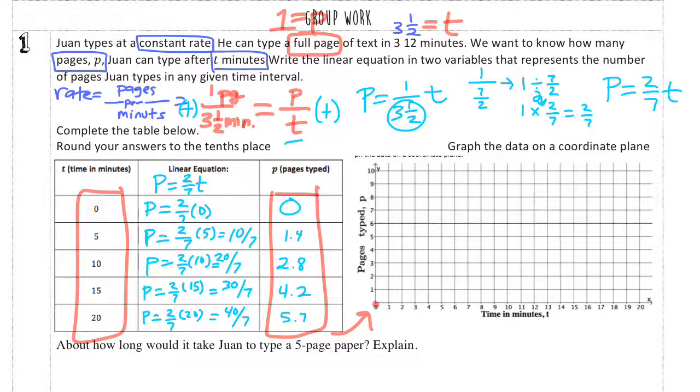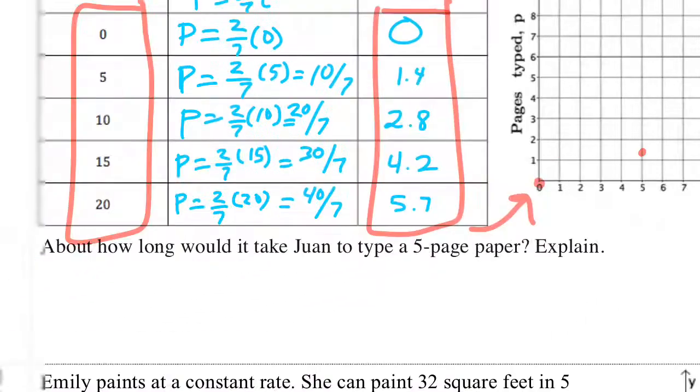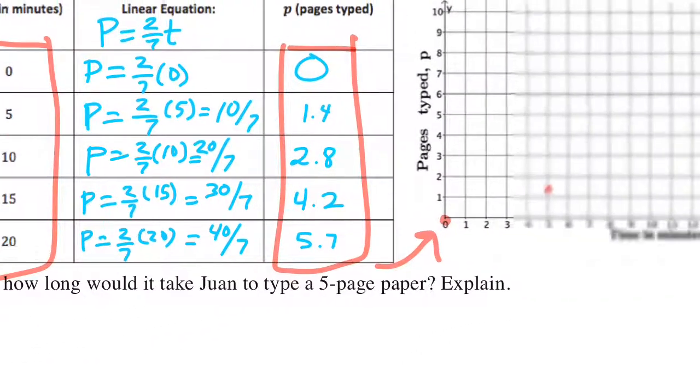So I'm going to go all the way to 5 for t. I'm going to go up 1 and then kind of at the middle point. 1.4 should be about there. I'm going to put a dot there. About there. And then the next one is 10 and 2.8.